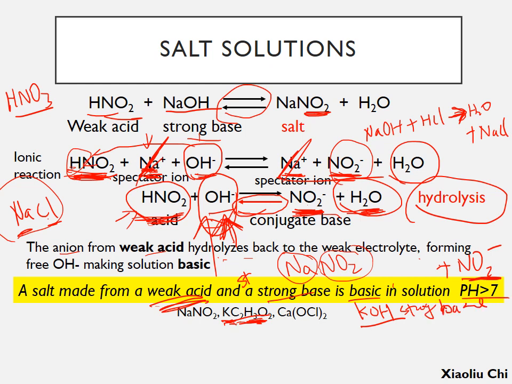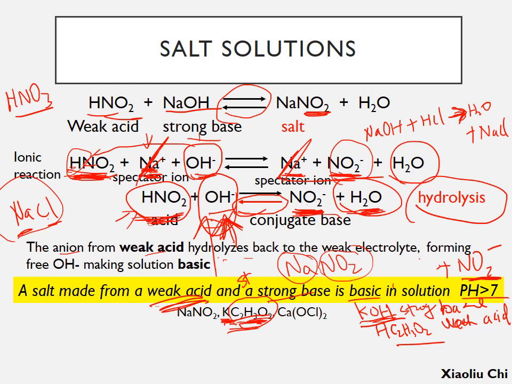And what about acetate? Acetate comes from a weak acid, HC2H3O2. That's a weak acid. So how do you know it's a weak acid? Because it's not in the list of strong acids. So it's a weak acid. And therefore, remember, the stronger wins. So here's a strong base, so the solution must be basic. This is basic because it comes from a strong base and a weak acid.